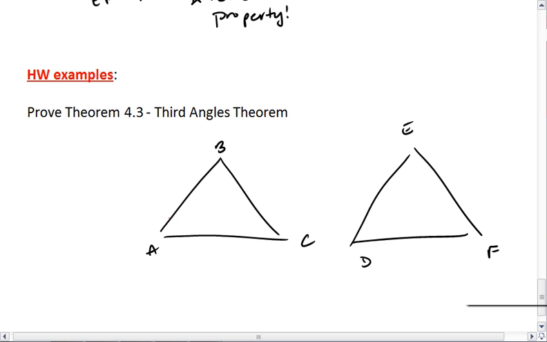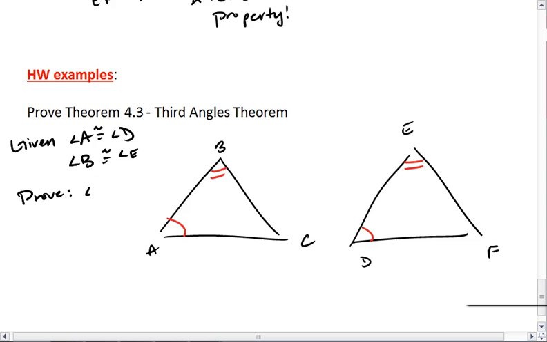and I know that two angles of one are congruent to two angles of the other, so I'm given angle A congruent to angle D and angle B congruent to angle E. I want to prove the third angle is congruent, so I want to prove angle C congruent to angle F.